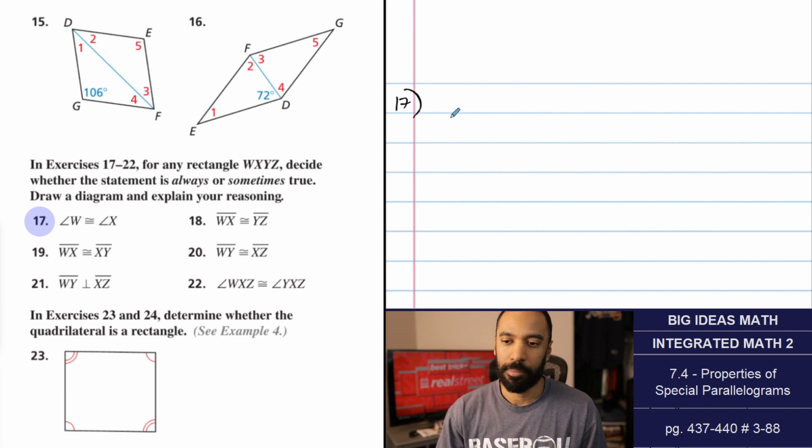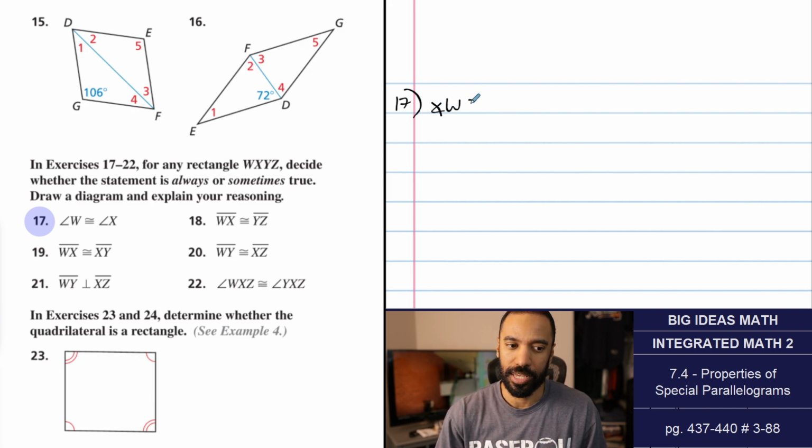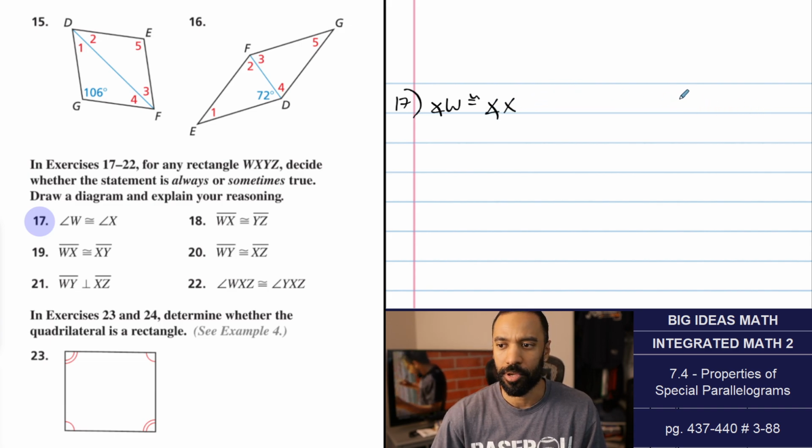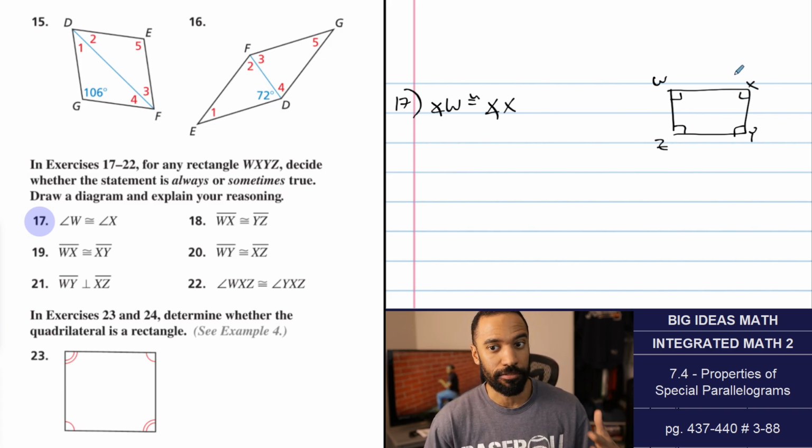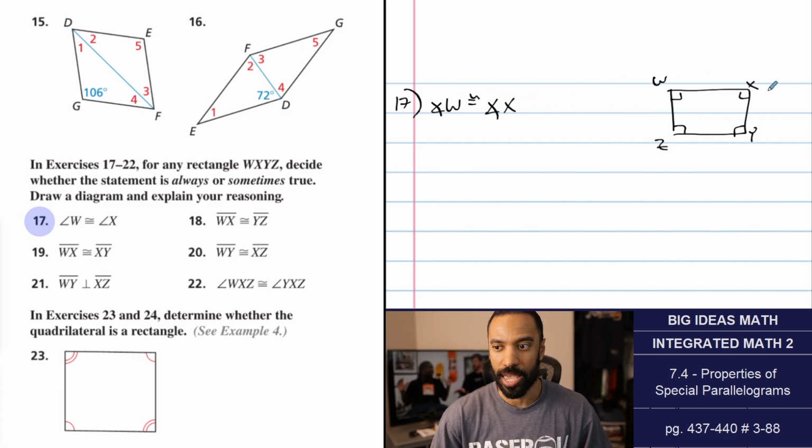So on number 17, angle W congruent to angle X. Let's first see where we are in this kind of diagram, WXYZ. Remember, a rectangle has all congruent angles, all 90-degree angles like that already. That is a for sure. So angle W congruent to angle X in a rectangle? Always. That's part of the definition, man.